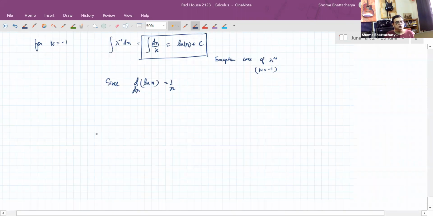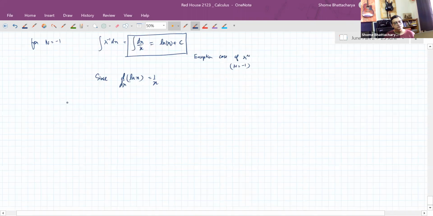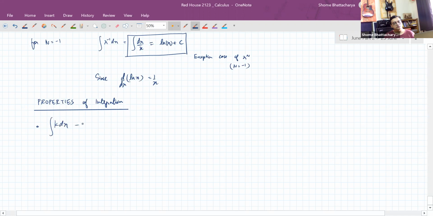Okay, so now other than this we have some basic properties of integration. Now these are very similar to the properties we have learned about differentiation before. So the integration of any constant becomes a linear function. For example, integration of 10 will be 10x plus c.